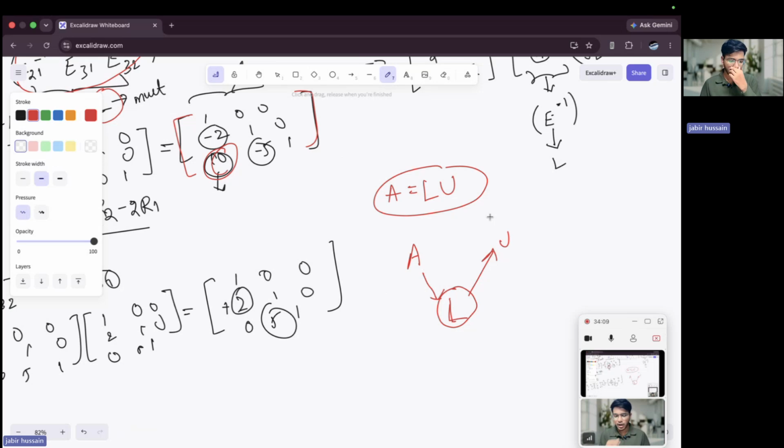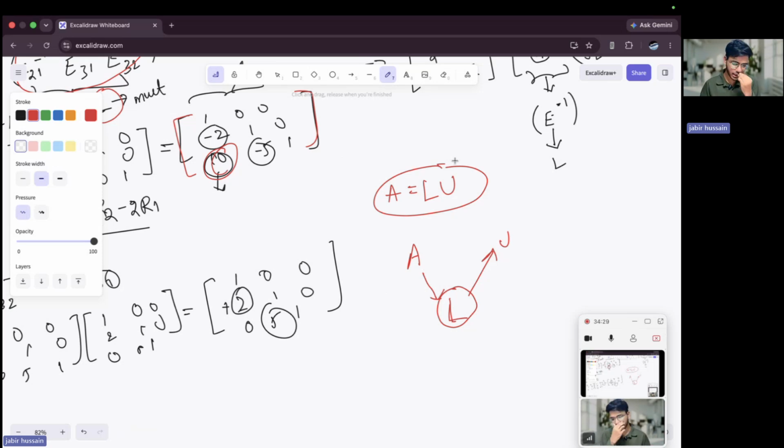That is why A is equal to LU is the most efficient, and in one single step you can find the solutions of a given system of equations. So from now on, if someone asks you to find solutions of a system of equations, you will use this method, because this is a one single step method, right?